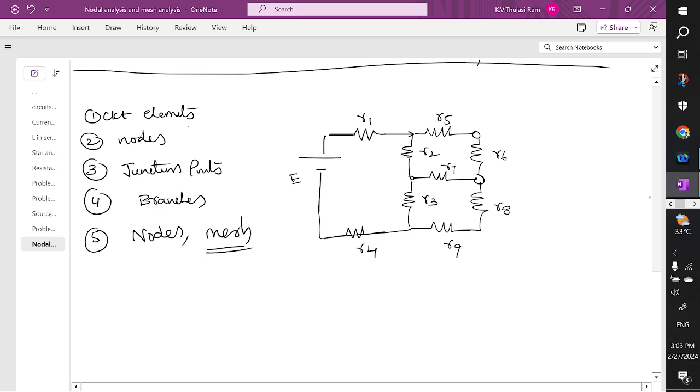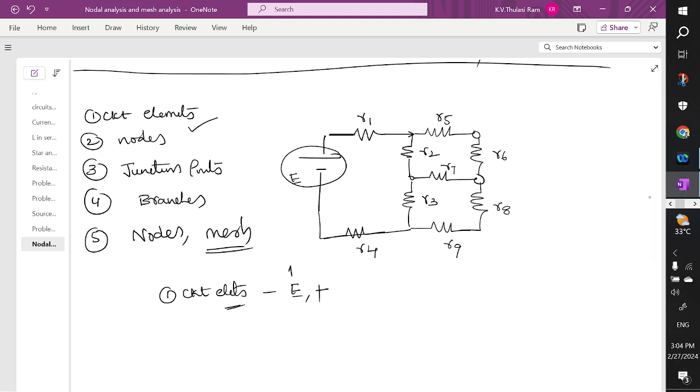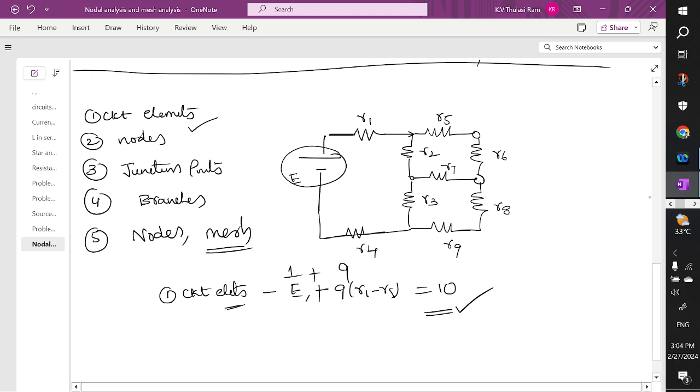First one, identify the number of circuit elements. It's very simple to understand. E is one circuit element, plus how many resistors are there? R1, R2, R3, R4, R5, R6, R7, R8, R9, that is 9. So 9 plus 1, totally 10 circuit elements, including one voltage source. That is 9 resistors and 1 voltage source.